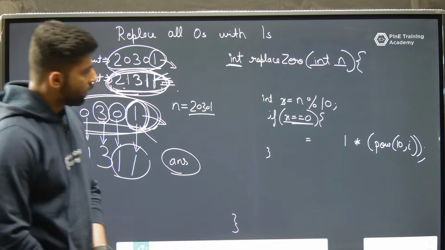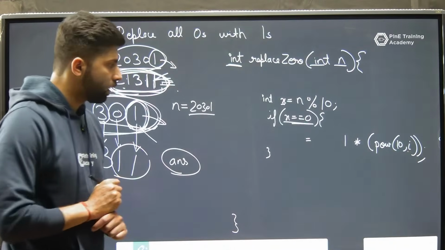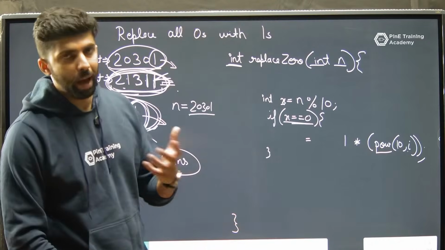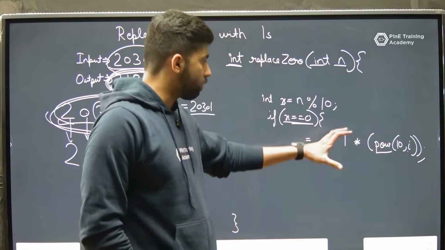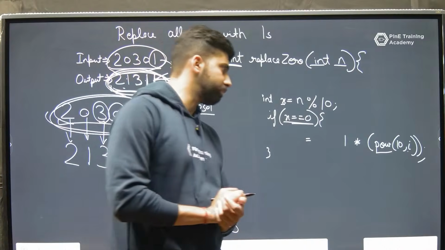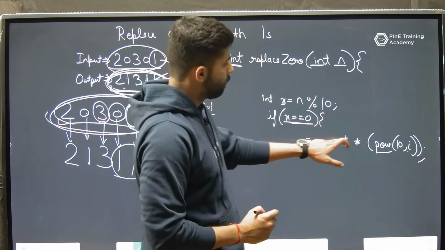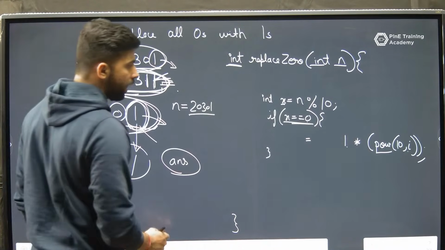Right, 10 to the power I. There is a math library in the C programming language which can calculate the power, but if you want, you can write your own function as well, right? So I have replaced 0 with 1, multiplied by 10 to the power I, which we saw earlier, right?